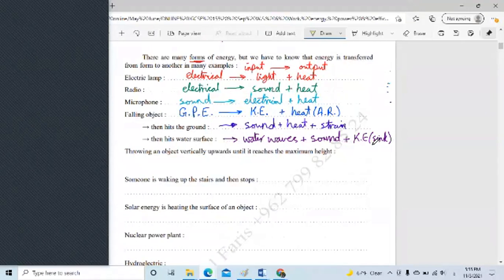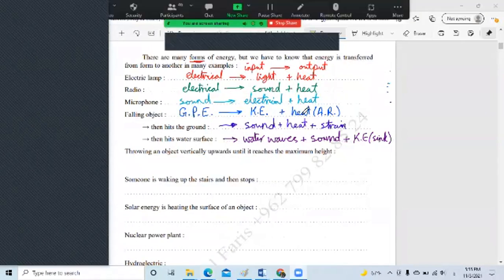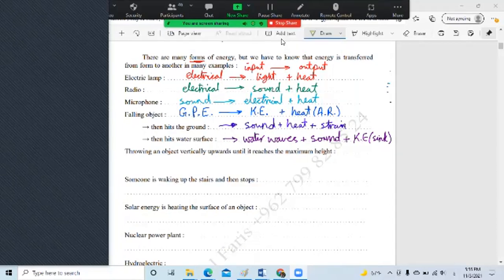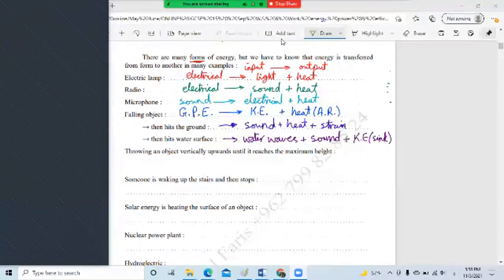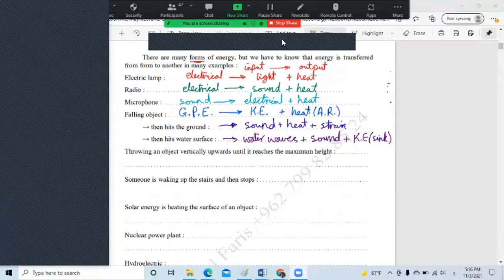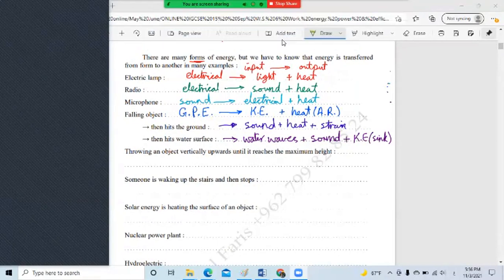So, throwing an object vertically upwards. When you throw an object, what is the energy inside your body that you use to throw the object upwards? When you throw it, it's kinetic. But before that, inside your body, you are eating food because you need this energy.